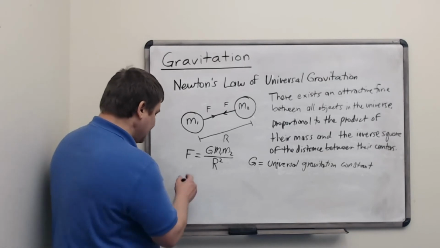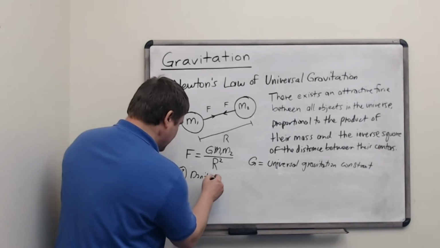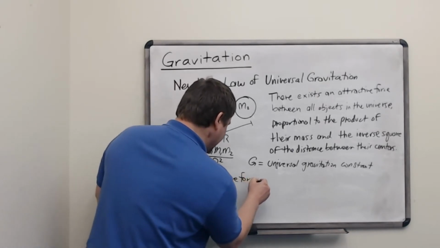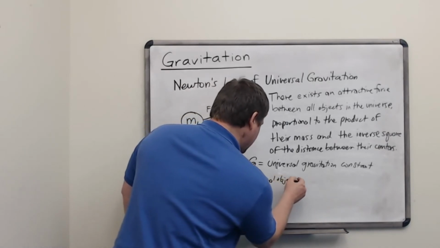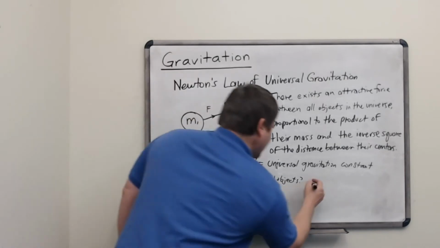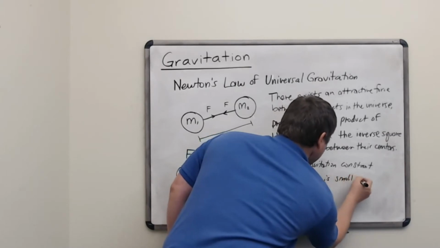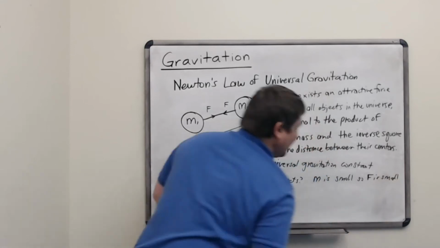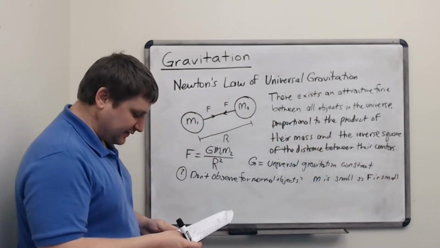So, to answer that first question: why don't we observe this force for normal objects? Well, for normal objects, m is small. So F is small. Too small to be observed. It would be outweighed by a gust of wind.